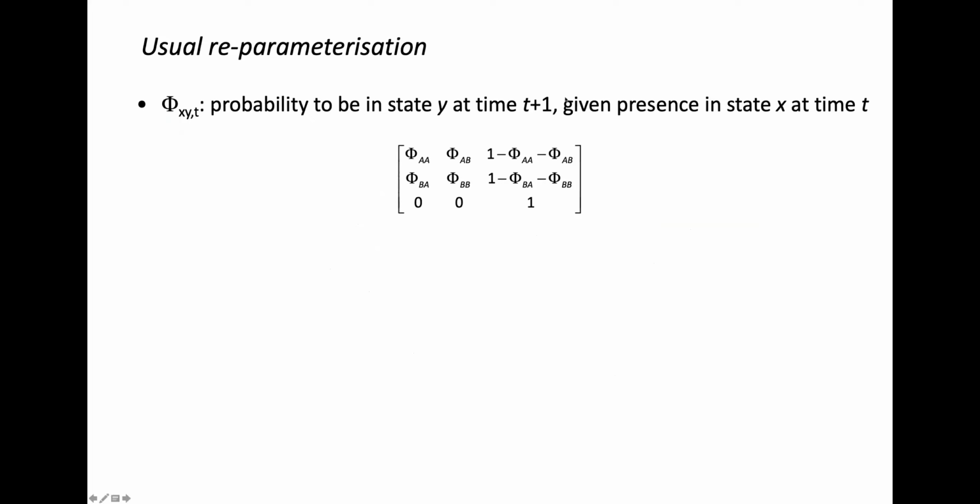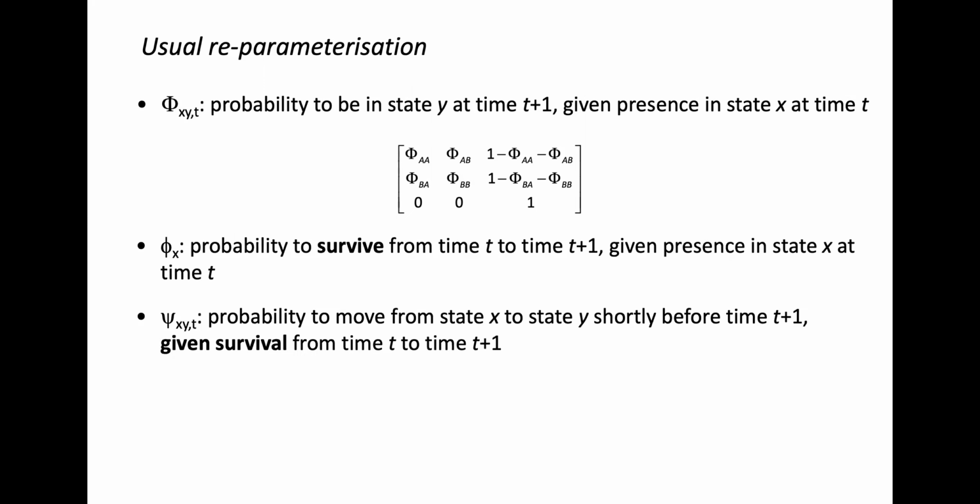Okay, I mentioned that this parameter, big phi here, is the probability of ending up in state Y at t plus 1, given that you were in state X at time t. And I said this parameter combines two ecological processes: the survival, and the fact that you remain on the same site, or you make a move from one site to the other, or you just die.